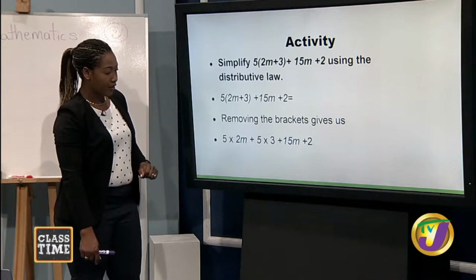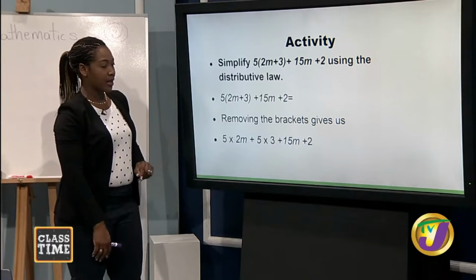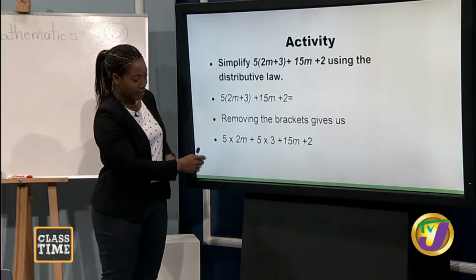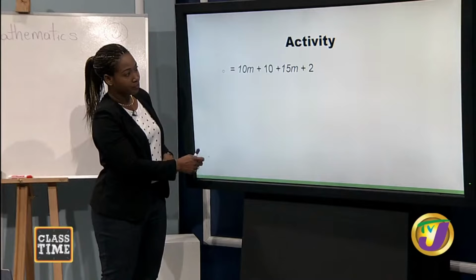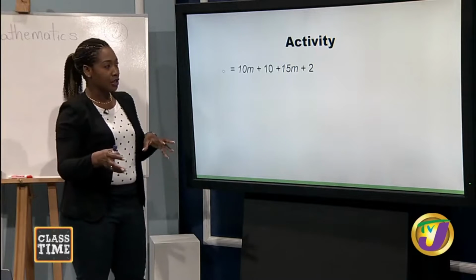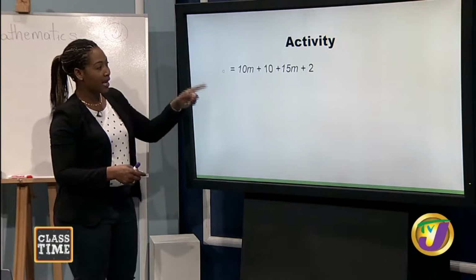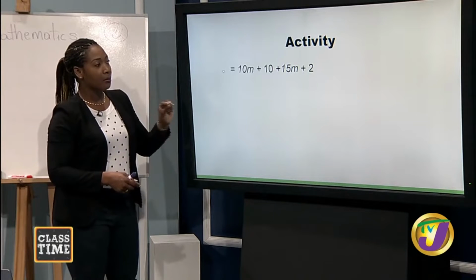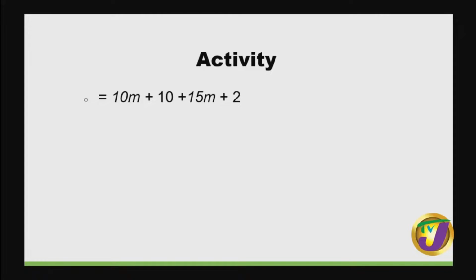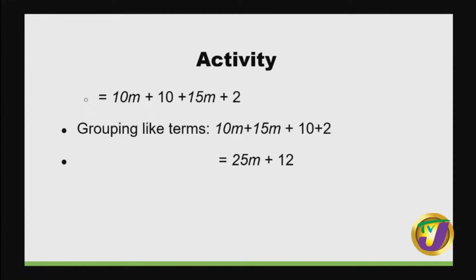Now, what do we do after we open up the bracket, remove the bracket, or distribute 5 throughout that bracket? We will simplify. We'll combine like terms. So 10m plus 10 plus 15m plus 2. We're going to regroup them. And you realize that it's easier if you work by putting your like terms together. It's smoother on your eyes and it's easier to make the calculations. So 10m plus 15m gives us 25m, and then 10 plus 2 gives us 12.